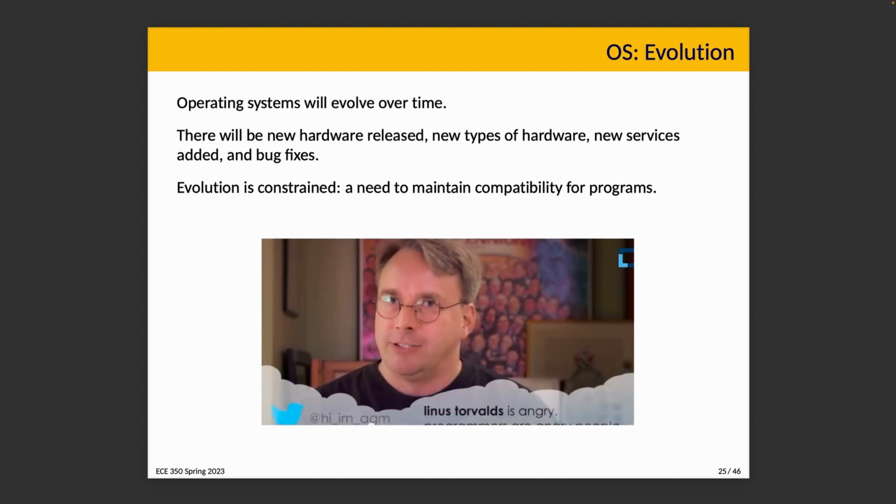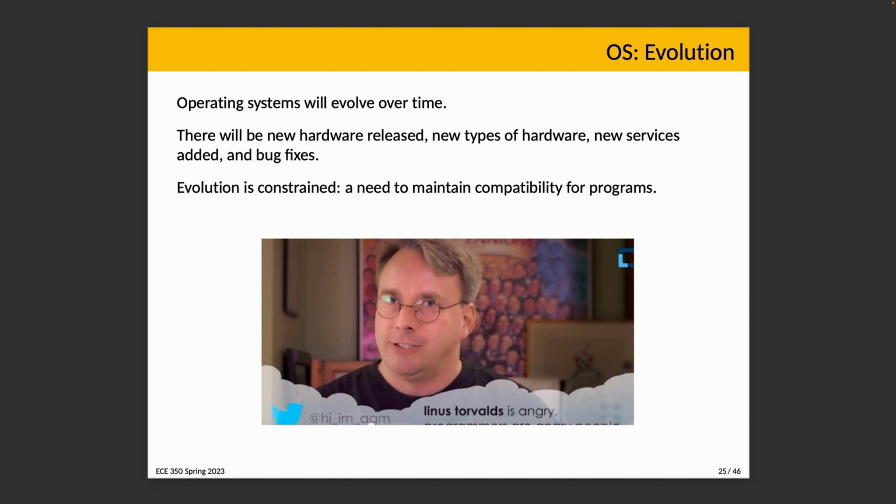Operating systems do evolve over time. There will be new hardware released, there will be new types of hardware, there will be new services added, there will be bug fixes, and other miscellaneous new features that go with the operating system on its own. Evolution is, however, constrained. And it's important to maintain compatibility for programs, right? If a user upgrades his or her desktop operating system and a program breaks, even if that's the program author's fault, the user blames the operating system vendor. Windows is a good example. You can see they have pretty strict devotion to not breaking binary compatibility up to a certain point.